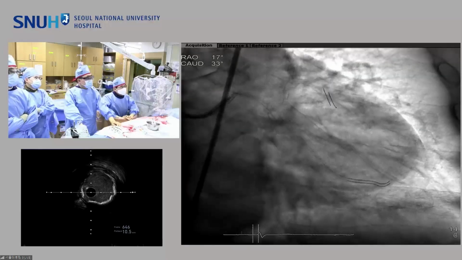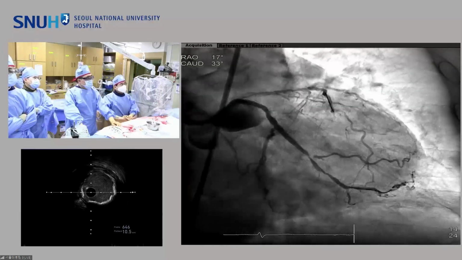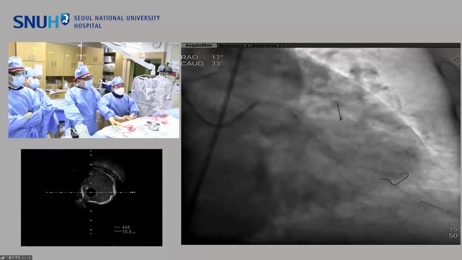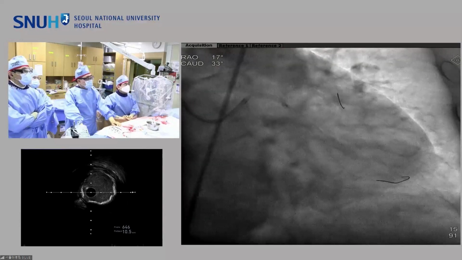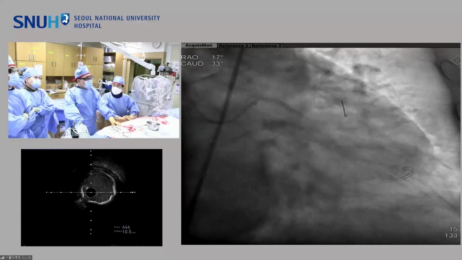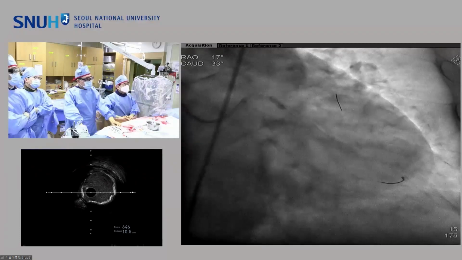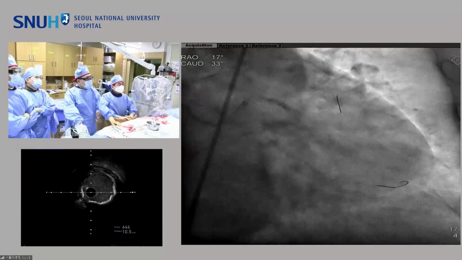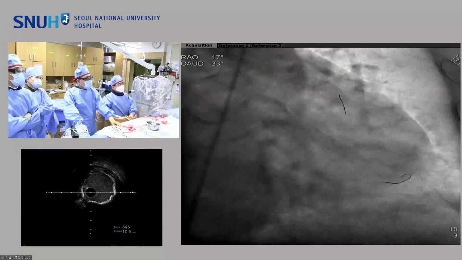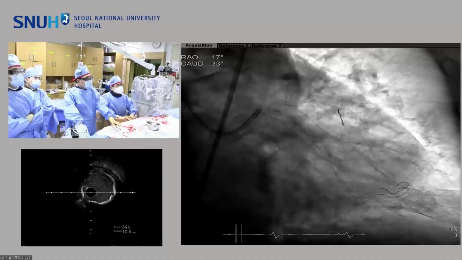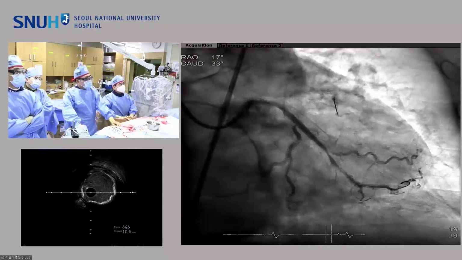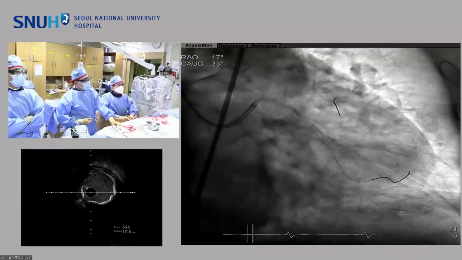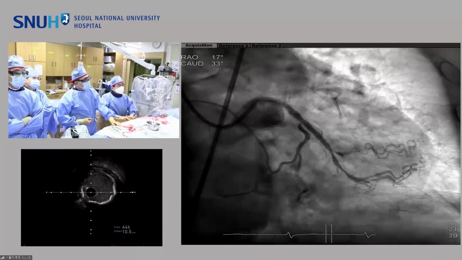So I did NC ballooning with the Active Force, 3.0 by 8, up to 26 atmospheres. Then we checked IVUS. We saw some unexpanded segment, so I repeated the NC ballooning.